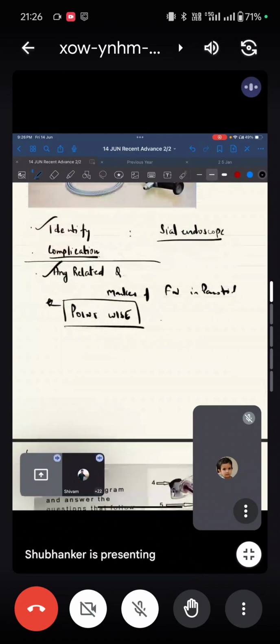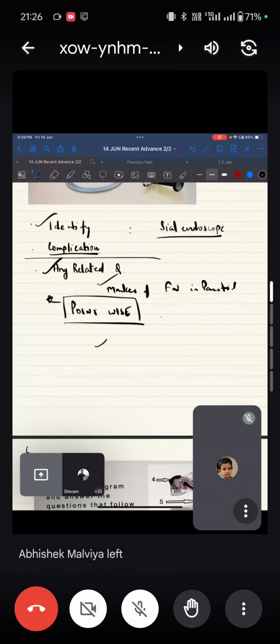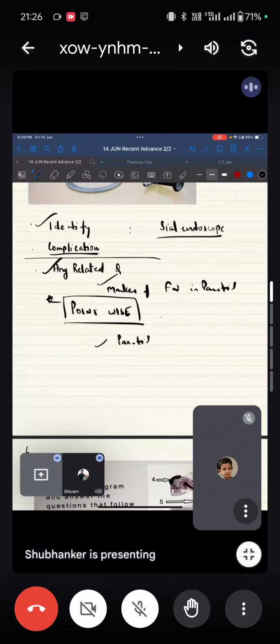So possible questions will be markers of the facial nerve and the parotid. They can ask about the surfaces of the parotid. Anatomy of parotid: the parotid has 3 surfaces. One is superficial, second is anteromedial, and third is posteromedial.